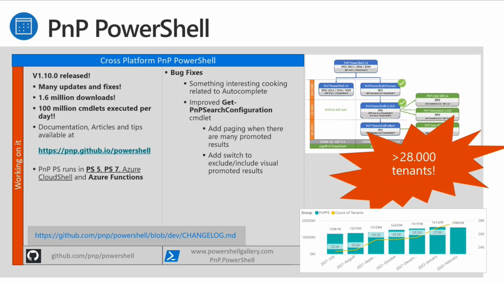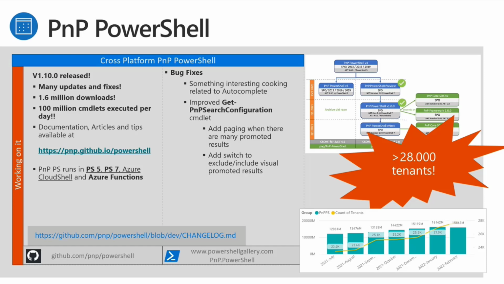What's cooking? Something interesting is cooking related to the autocomplete stuff. So if you are using PnP PowerShell and you want to see some autocomplete in action, we are working on improving that functionality. And we also improved the Get-PnPSearchConfiguration command. So in case there are too many promoted results, we added pagination for that. And we also added a capability to exclude or include visual promoted results. So yeah, that's pretty much in the current nightly release. But yeah, work goes on related to the autocomplete stuff. That's pretty much from my end, David. Awesome. Thank you, Gautam. Very, very cool.